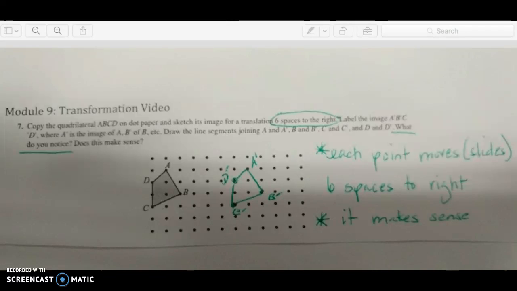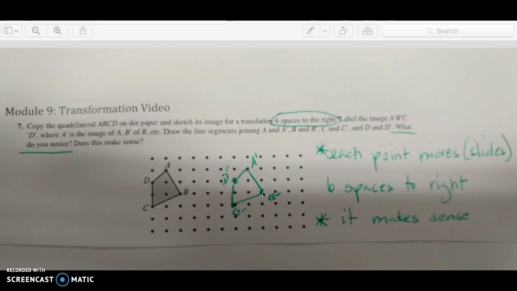In this recording, I had to copy the quadrilateral ABCD and translate it 6 paces to the right. So counting from each point, starting at C, you count 6 paces, 1, 2, 3, 4, 5, 6, is the first point. Each one of these is 6 spaces over. So B, count 6 spaces, and you get B prime.